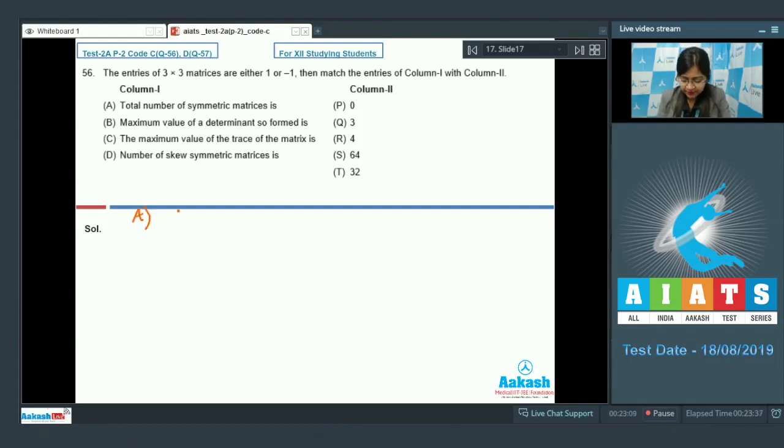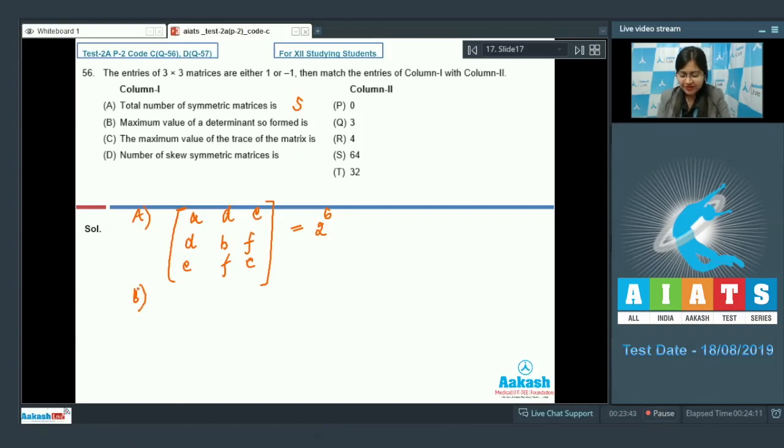For option A, we have to find symmetric matrices, where the diagonal elements can be any 3 elements. For symmetric, if we have D here, then here also we should have D, and the matrix should be of this form, right? Now we have to choose the values of A, B, C, D, E, F from 2 values, that is 1 or -1. So the total possibilities are 2 raised to the power 6, that is 64. So the answer is S.